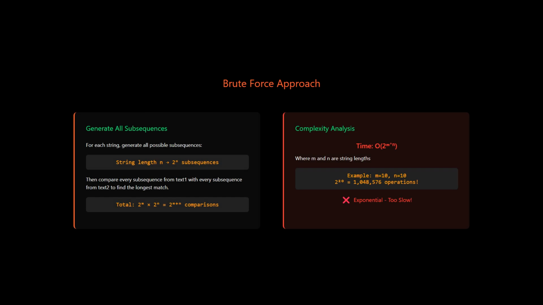Before jumping to the optimal solution, let's think about the brute force approach. We could generate all possible subsequences of both strings and then find the longest one that appears in both. However, this would be extremely inefficient.